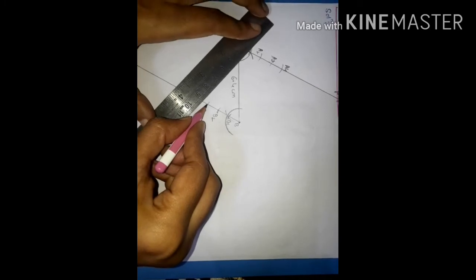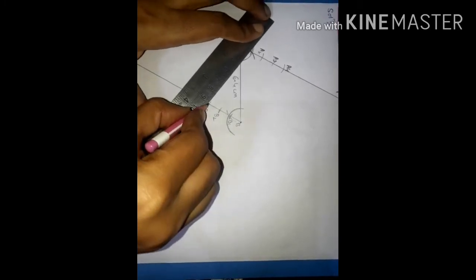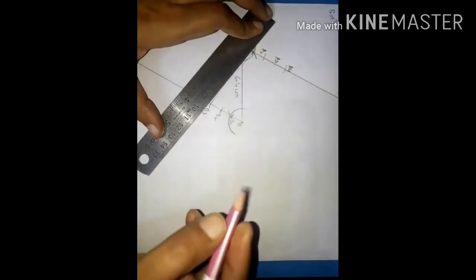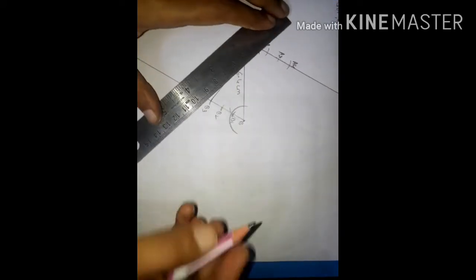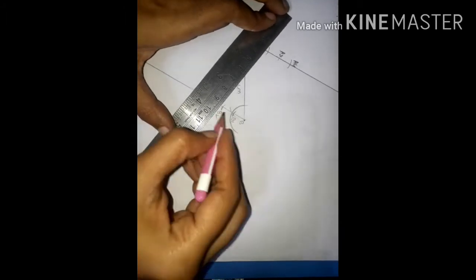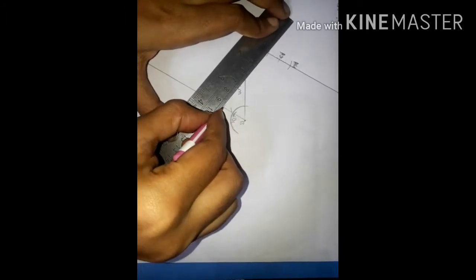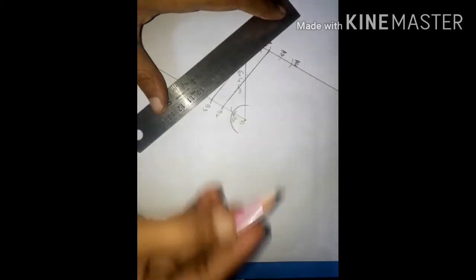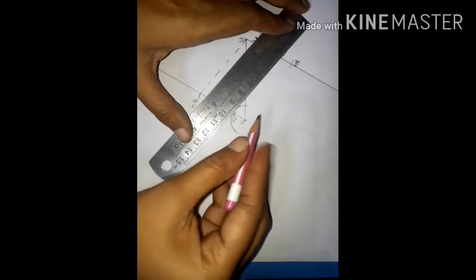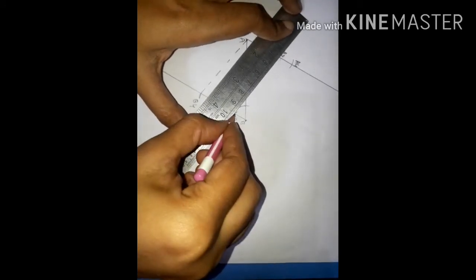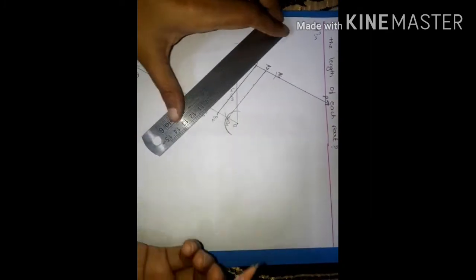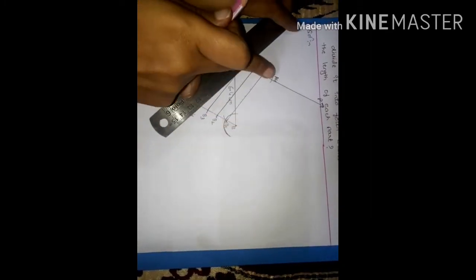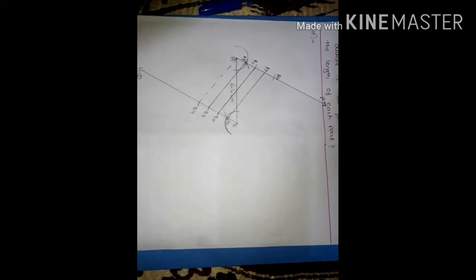Join B3 to A1. Next, B2 to A2. Next, B1 to A3. Last, B and A4 with dotted lines.